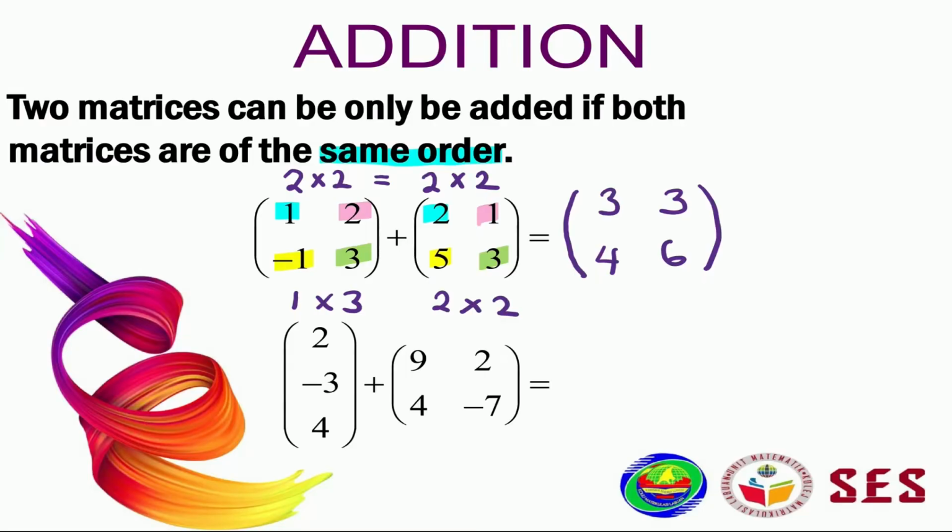Now we go to the second example. For the second example, we have a 3 by 1 matrix, not 1 by 3. And the second matrix is 2 by 2. So both of the matrices are not the same order, therefore cannot be added.